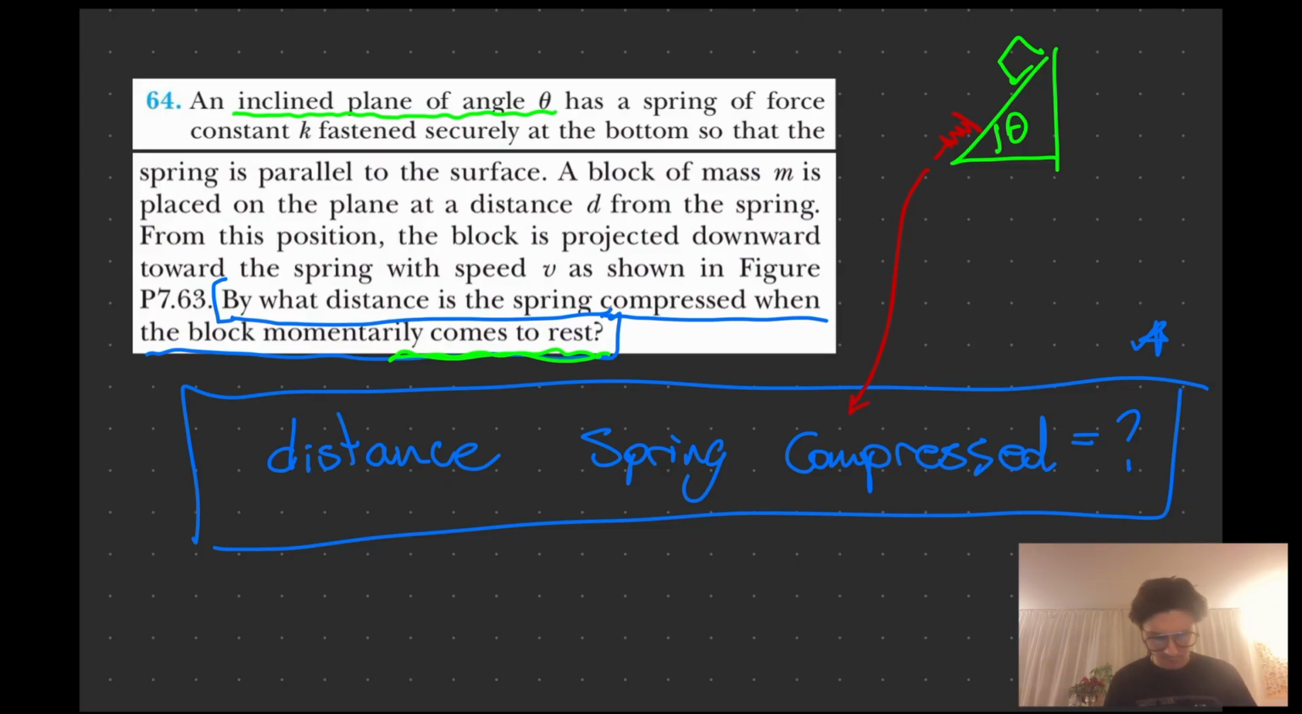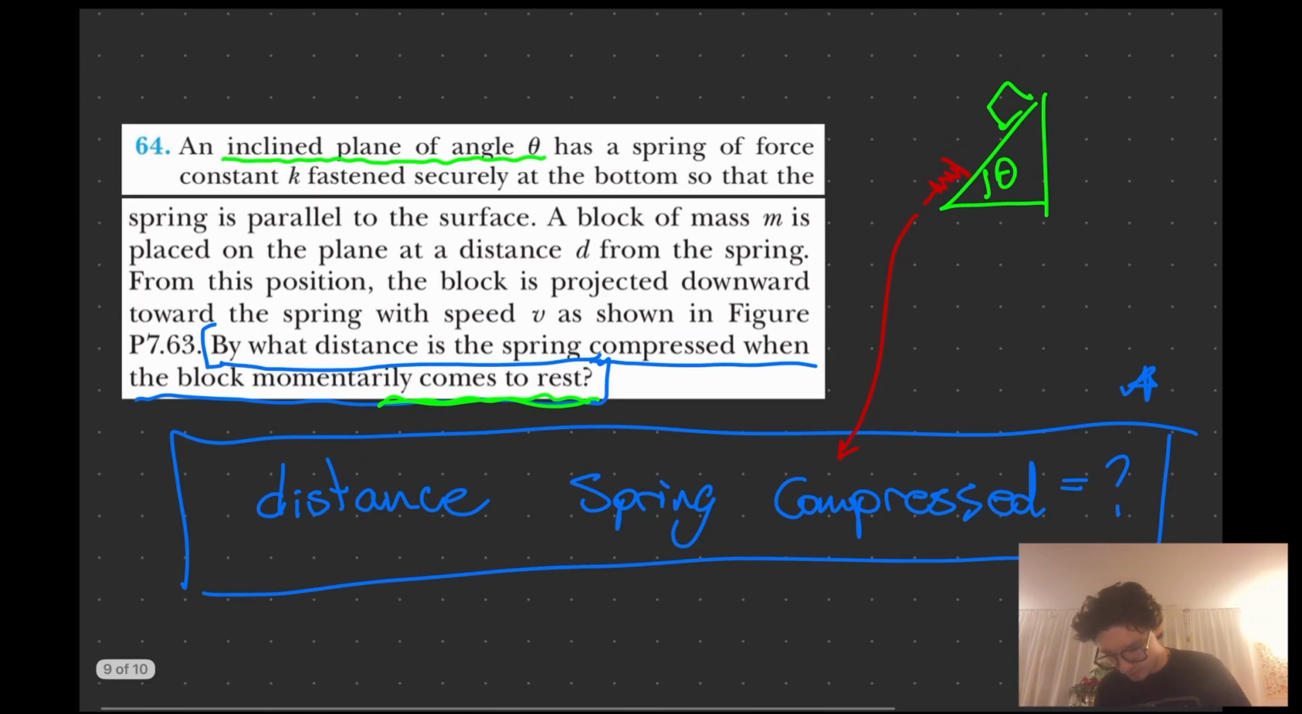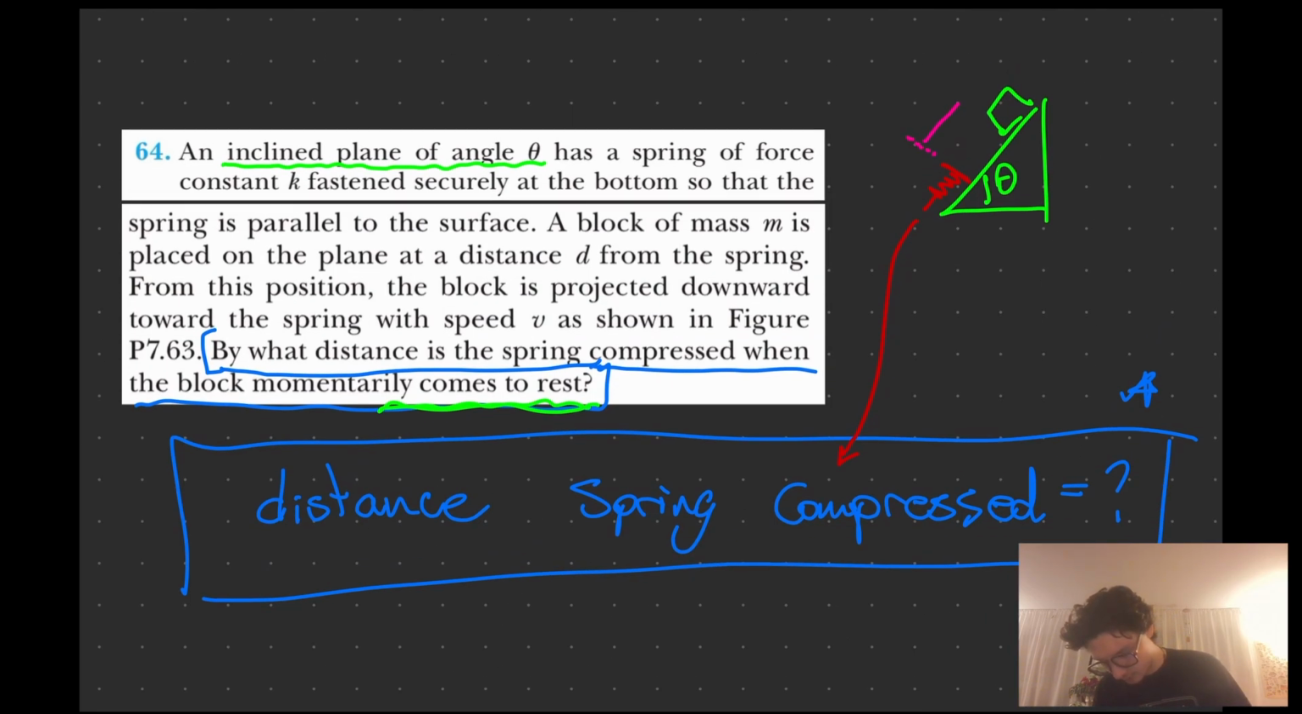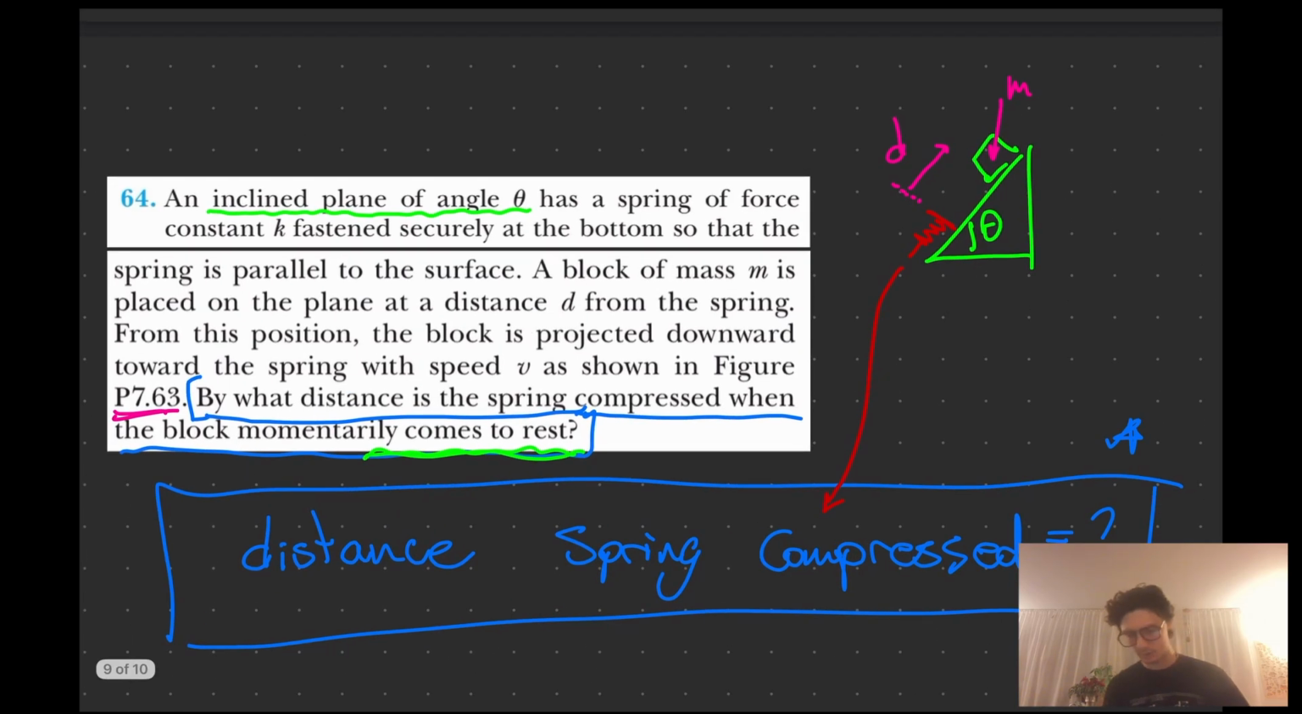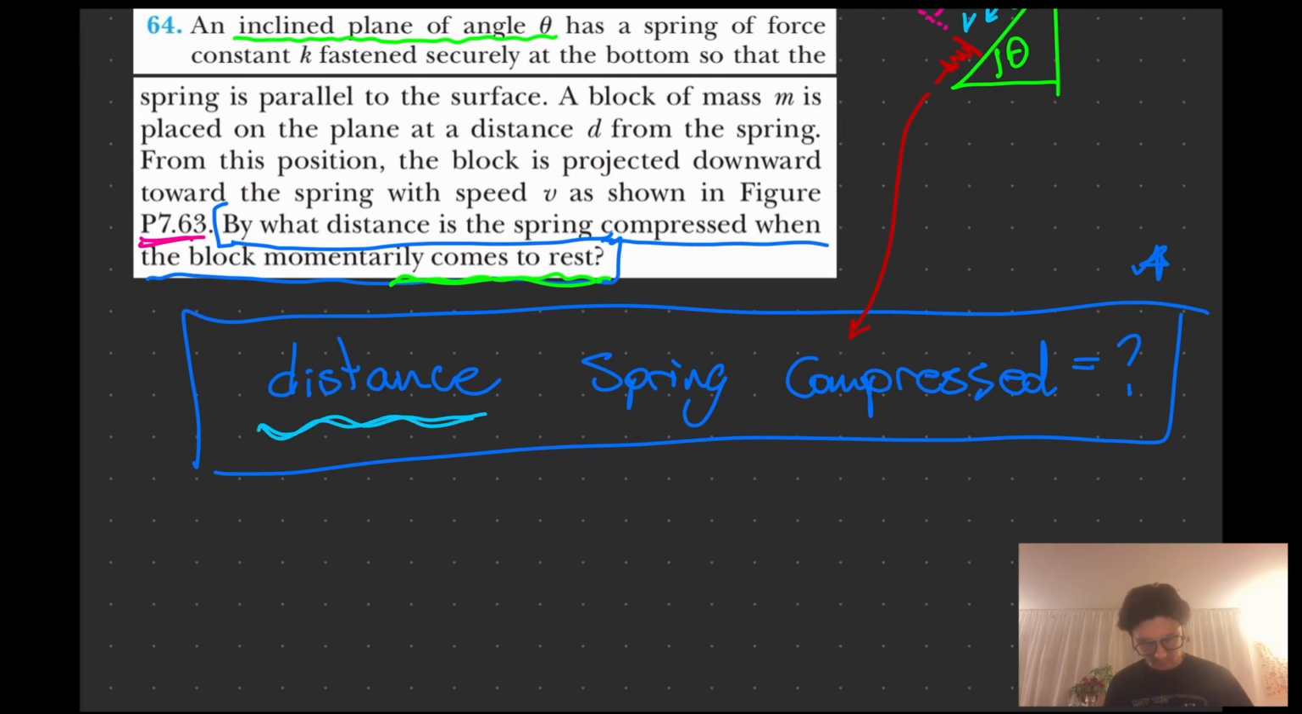A block of mass m is placed on the plane at a distance d from the spring. Okay, so here is the spring and here is the block. This is a distance d and this guy has mass m. From this position, the block is projected downward toward the spring with a speed v, as shown in this figure. So I haven't seen this figure, but just from reading the problem, I've drawn this little picture. We're going to check this figure in a second and see how close I am. But one final thing is this block is sent down here with a speed v towards the spring. And this distance is what we're looking for.